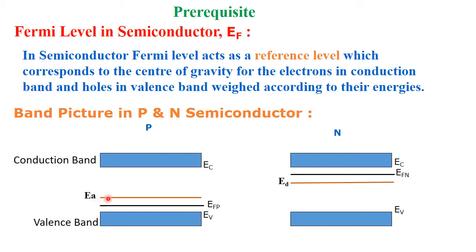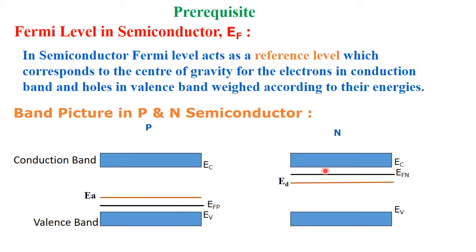So you will see that the acceptor impurity level is lying very close to the valence band in p-type, because addition of acceptors gives us the production of holes in valence band. So more holes are present in a valence band, and hence the Fermi level lies very close to the valence band and it is below the acceptor energy level.